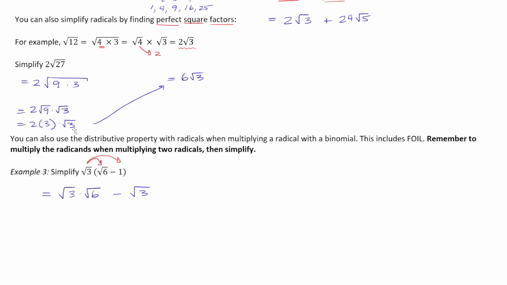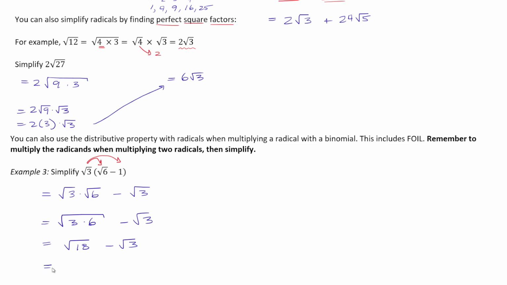Okay. But we can see right here, if we have, for example, root 9 times root 3, I can go backwards and say root 9 times 3. So I'm going to do that right here. I'm going to go backwards. Instead of saying root 3 times root 6, I'm going to say all of root 3 times 6 minus root 3. And root 3 times 6 is root 18 minus root 3.